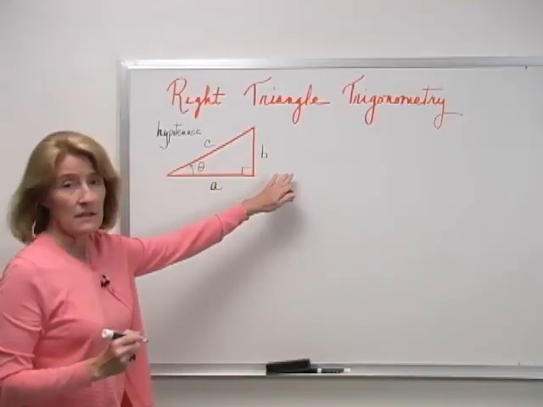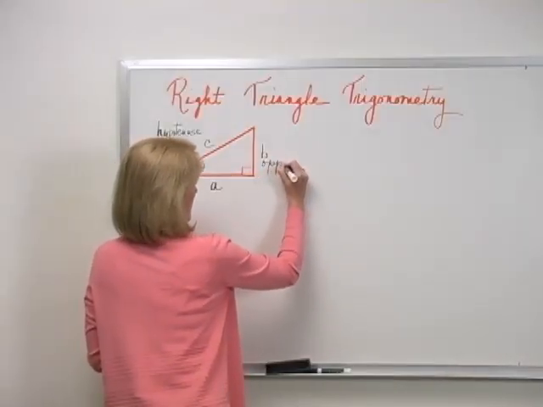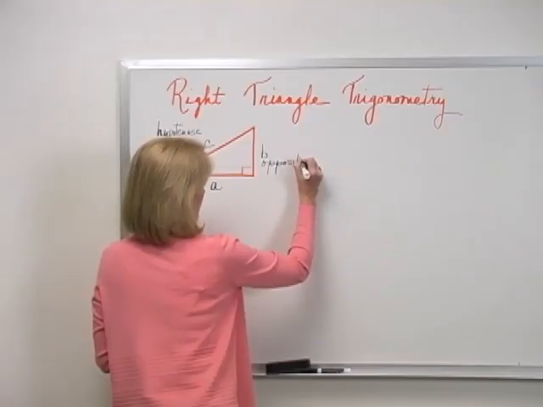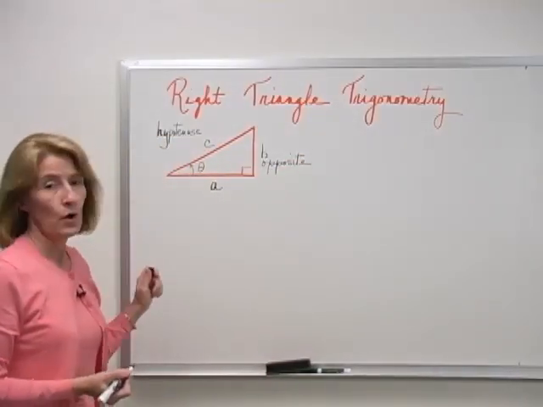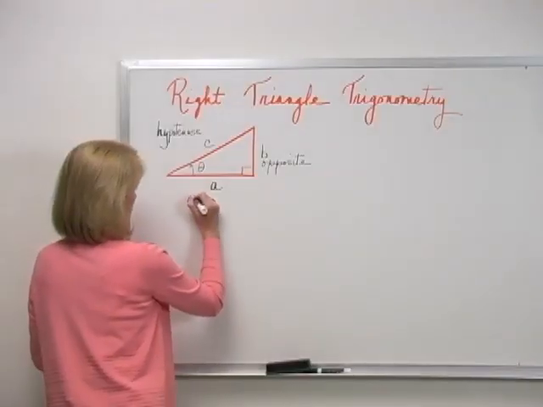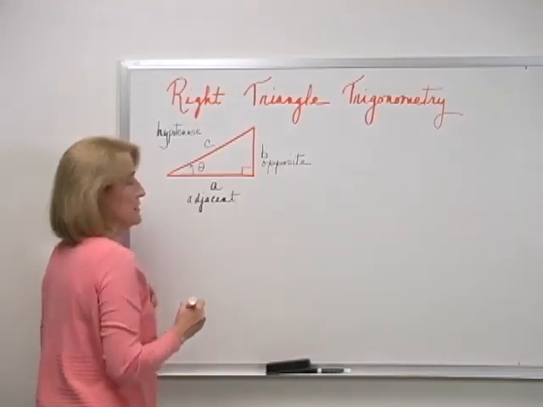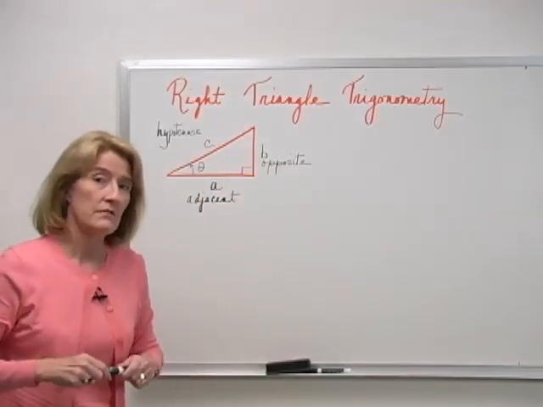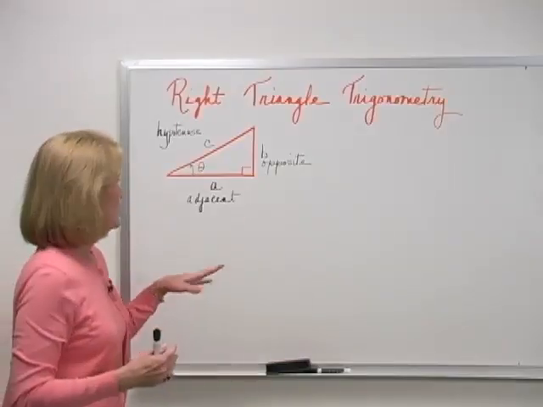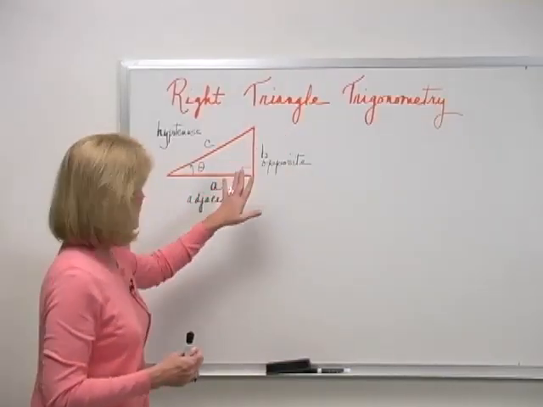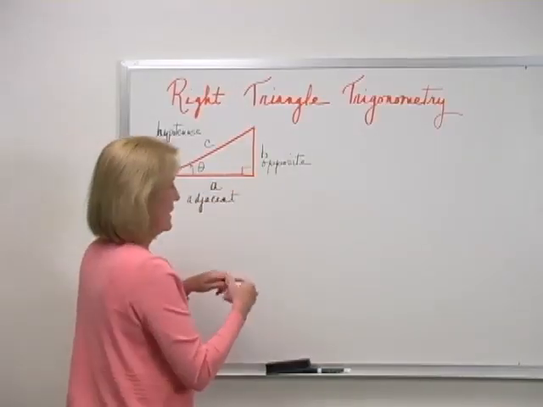then the side B is the side opposite the angle theta, and the side A is the side next to or adjacent the angle theta. Now let's take a look at the ratios of the sides of the right triangle. Let's pick, for example, the ratio of the length of side B to the length of side A. We could write that as B divided by A.